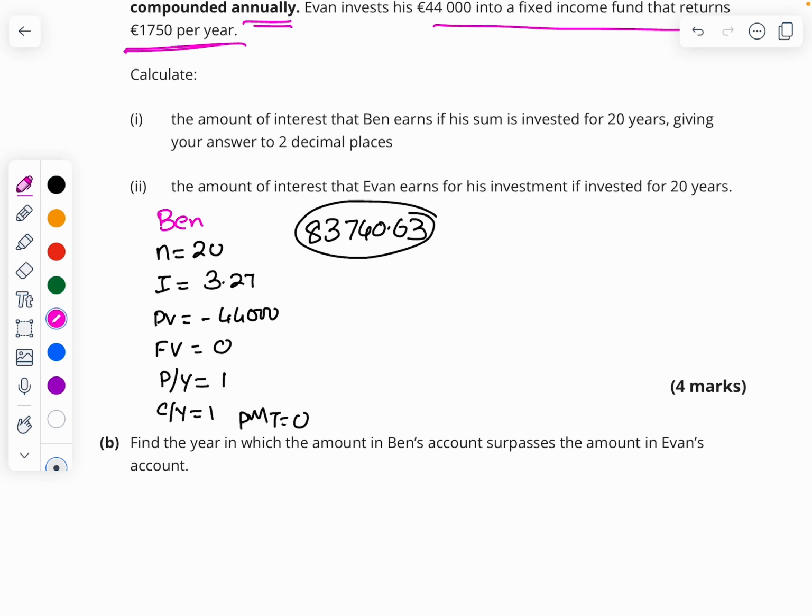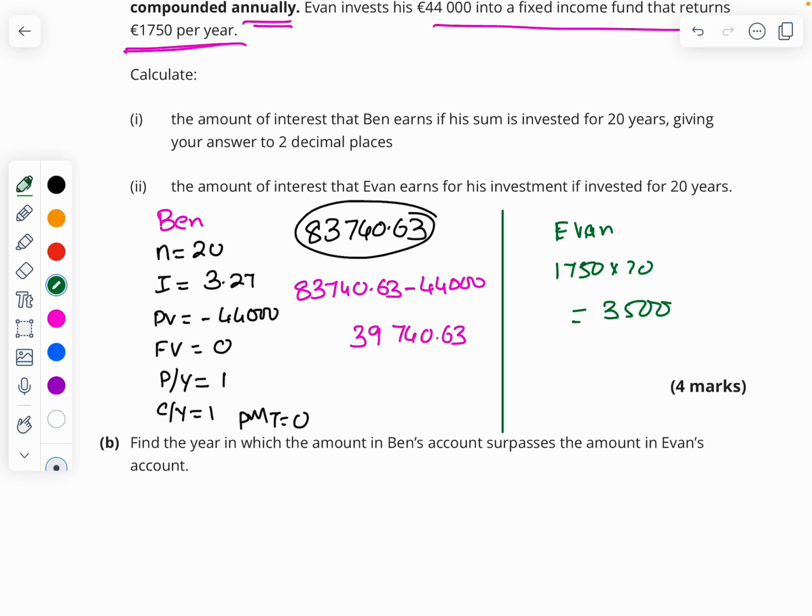So interest will be 83,740.63 minus 44,000. So what is the interest that he has got? 39,740.63. Now for A1, what has he done? He has just got 1,750 for 20 years. So what is that interest he got? 35,000 is going to be the interest that he has got.